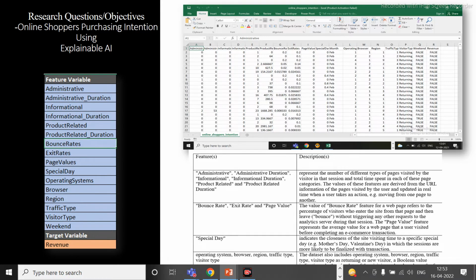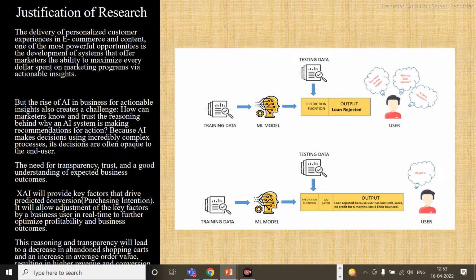for analysis purposes. Coming to the justification of the research, as ML and DL are maturing, a lot of companies are using machine learning and deep learning algorithms. For example, in banking and finance sectors, they are trying to come up with AI systems which can accept and reject loans. Explainable AI can play a big role in the why part, because why some loans are being rejected. The same case can be applied in the e-commerce industry, where there is a need for transparency and trust for end users. That is why this research is very much required.